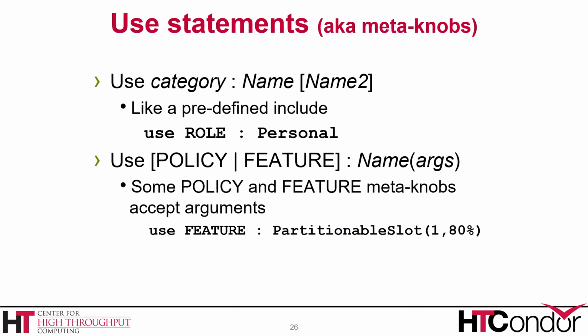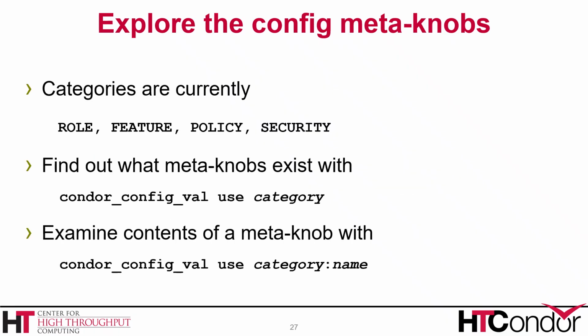Another relatively new feature is something we informally call meta-knobs, or what look like use statements. Because we often have a set of configuration values that are related, that all need to be set at the same time, we've developed sort of a macro language, or a meta-knob, that lets you set several knobs, or more than one knob, with one use statement. So the syntax is use category, and perhaps with an optional name after that, like use role: person. And there are currently 4 categories: role, feature, policy, and security. And you can query the existence of the meta-knobs with condor_config_val use followed by the category name.